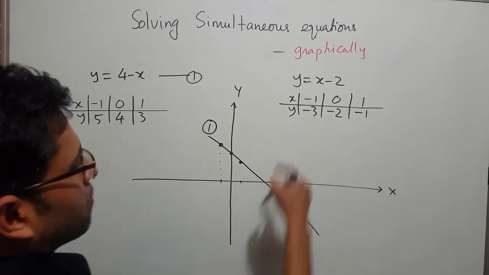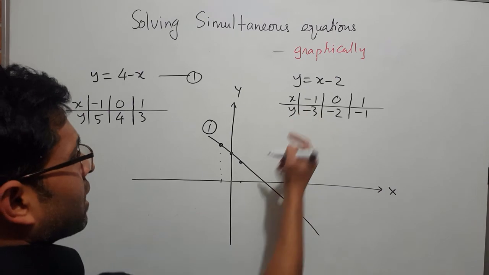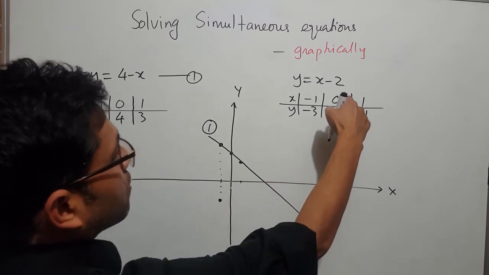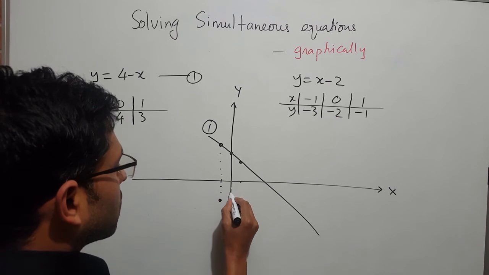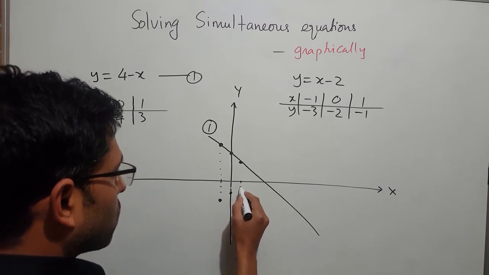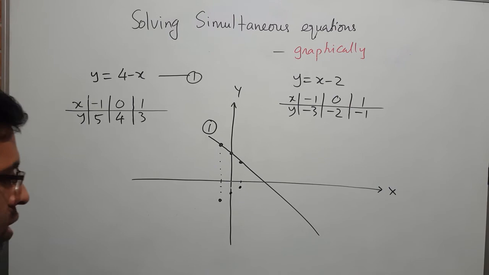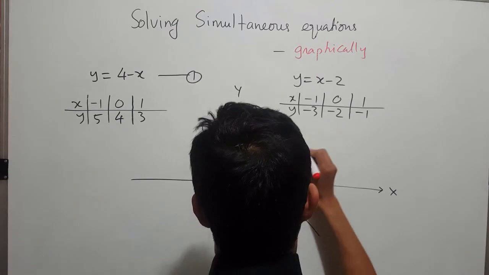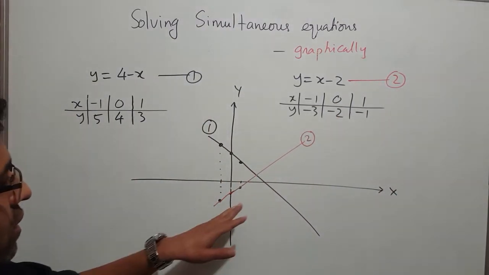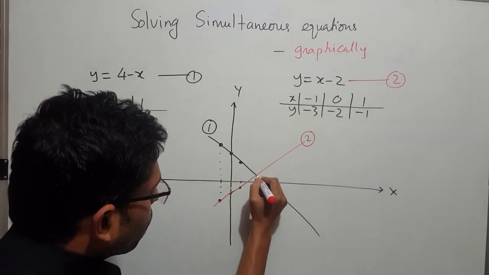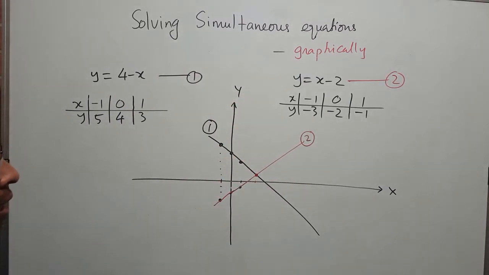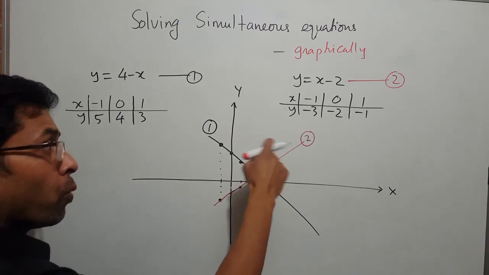Now we are trying to do the second one, x minus 1, y minus 3. So it's coming down, 1, 2, 3, somewhere here. 0, minus 2: when x is 0, it's minus 2, somewhere here. x equals 1, then y equals minus 1, somewhere here. Okay, and then if you add that line, this line is for equation 2, and now you can see that it is passing through that point. So this is the point where they are intersecting, and this point is called the solution for both equations, because this point is the only one lying on both lines.